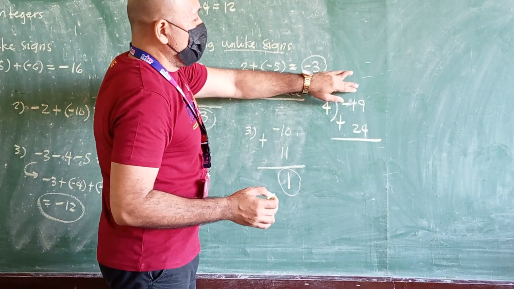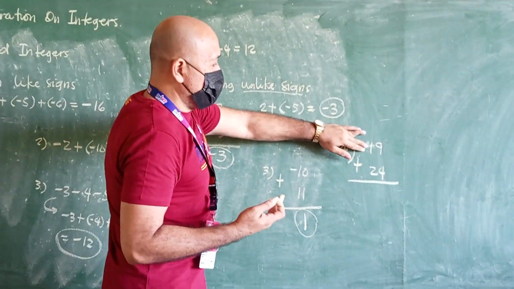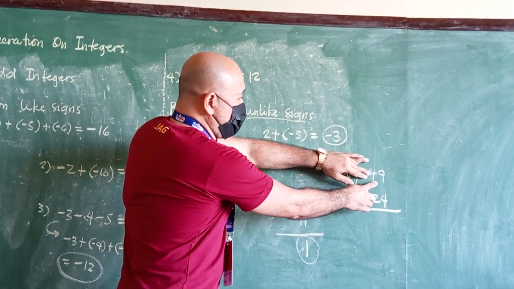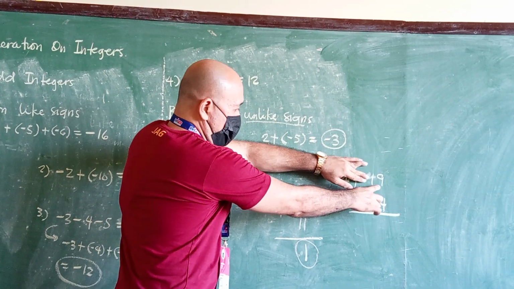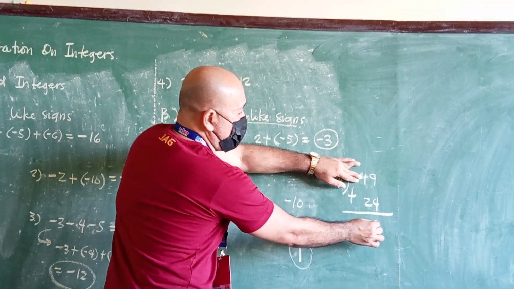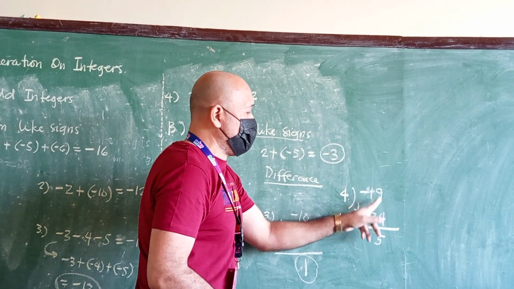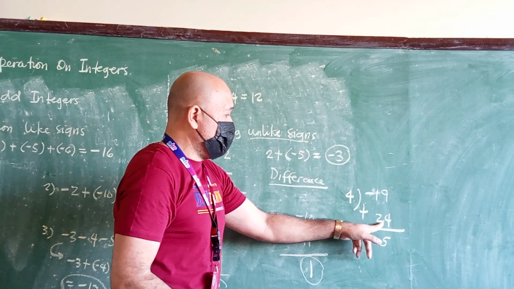So how? You start from the smaller number, and then you ask what number you should add to 19 for you to get 24. And that number is 5. So that 5 is what we call the difference between 19 and 24.